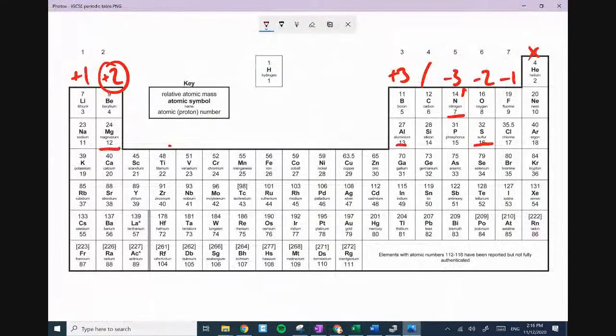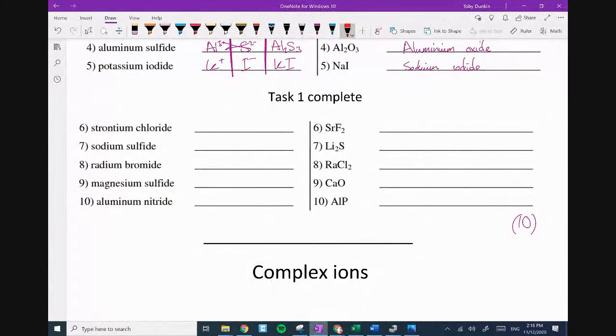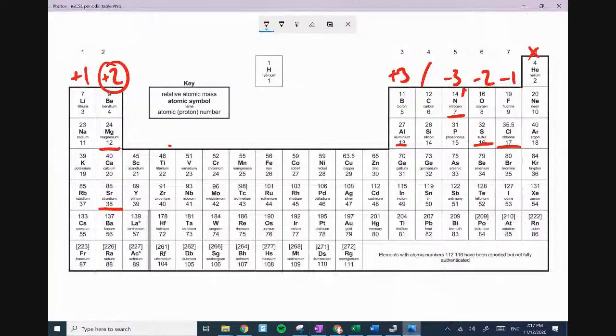Strontium chloride. Strontium is group 2, +2, chloride group 7, 1 minus. So Sr2+, Cl-, cross down, final answer, SrCl2, 1 mark. Right, sodium sulfide, Na+, S2-, cross and down, Na2S, subscript 2. Radium, oh blimey, radium, last one in group 2.